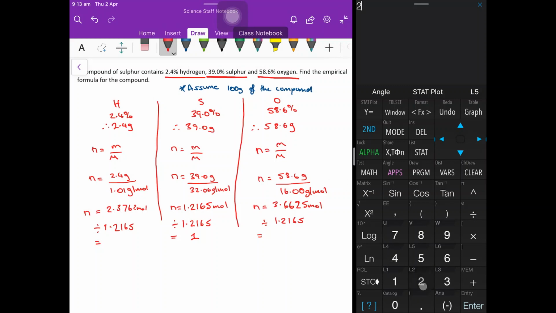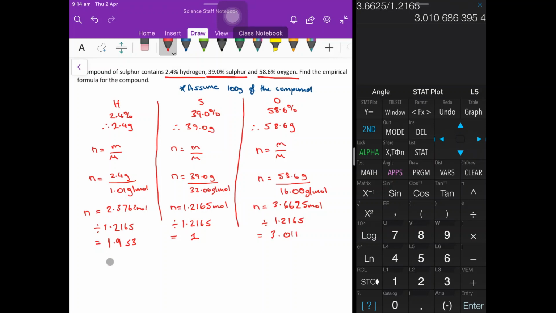And what about this value over here? Let's go back to our calculator. 2.3762 divided by 1.2165. It's going to be 1.953. And let's go over here and do oxygen now. Let's clear this. Go to our calculator. 3.6625 divided by 1.2165. My answer is 3.011.